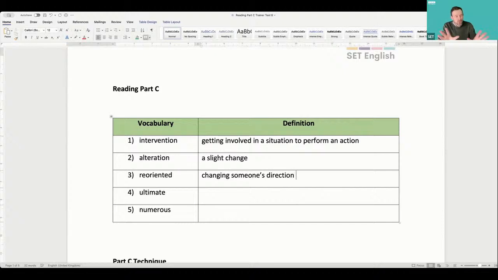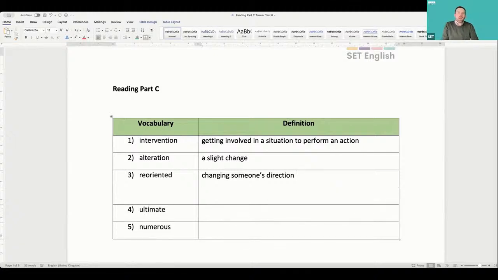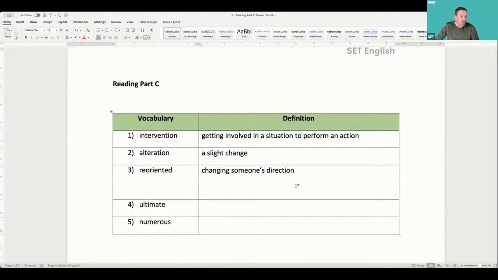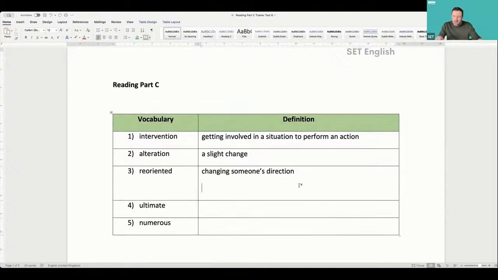And if someone's reoriented, what it literally means is changing someone's direction. That's what it means, literally, but that's not really how it gets used. So you could reorient a GPS, a GPS that you have in your car. But if you're reorienting somebody, you're not really changing someone's direction. You are changing how somebody sees their situation, generally.